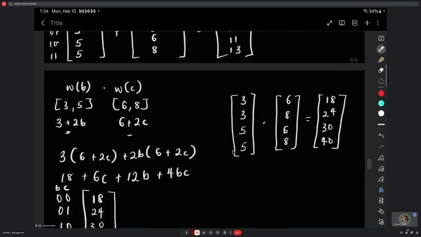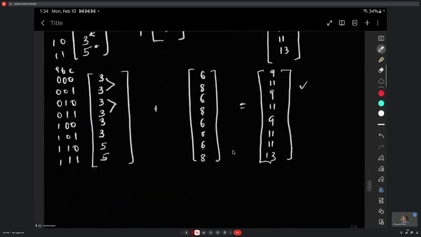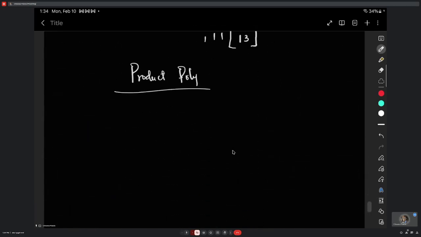Okay, so we now want to look at how we can handle this. We have two polynomials in the same variables. How can we evaluate those polynomials in evaluation form? Which example should we use?